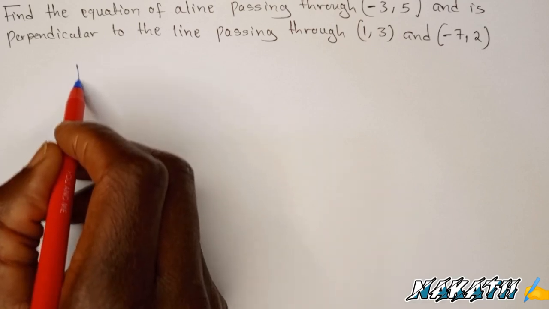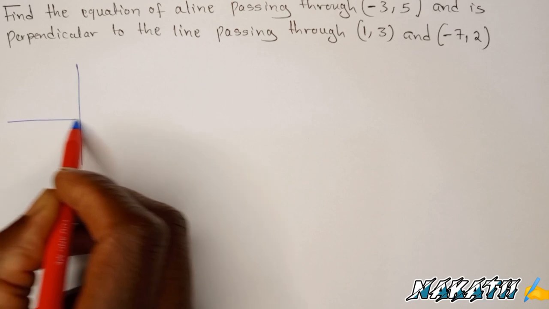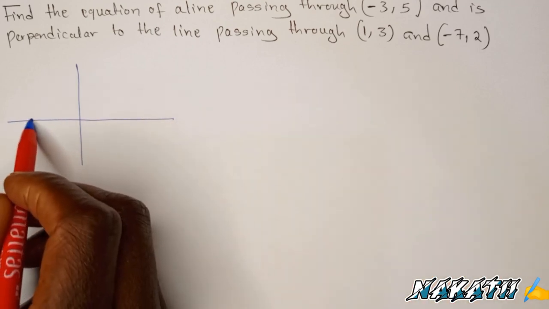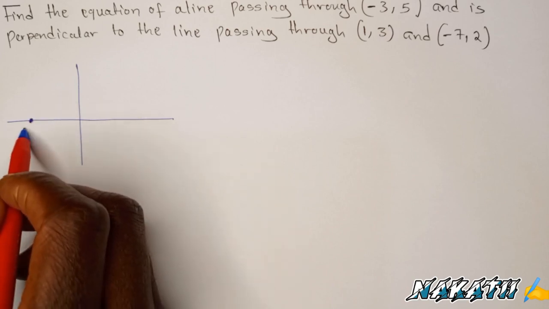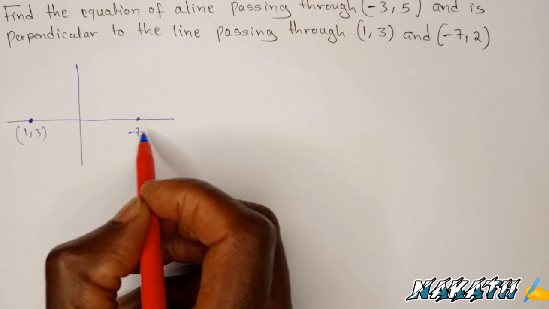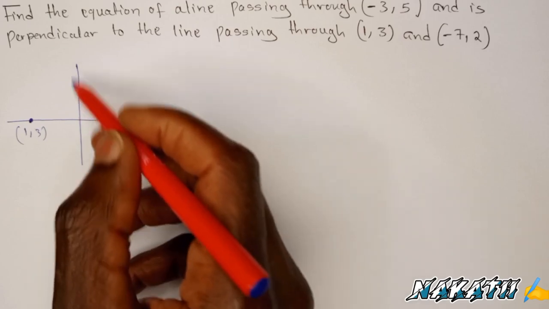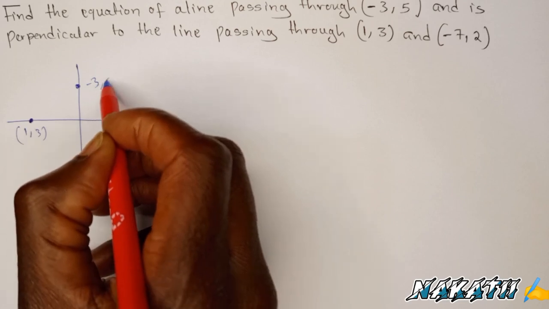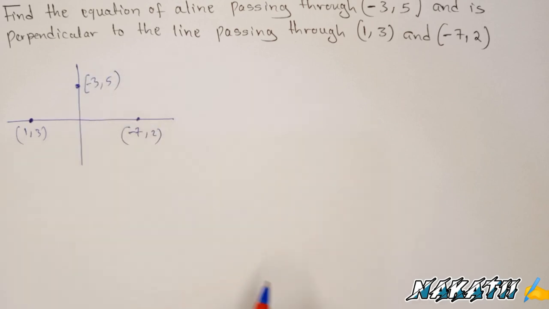So we can have two lines that are perpendicular. I'm assuming there's this one that is passing through point 1, 3 and another point negative 7, 2. Then we have this other one that is passing through point negative 3, 5. So this is just a sketch, so now we can easily see how they look like.